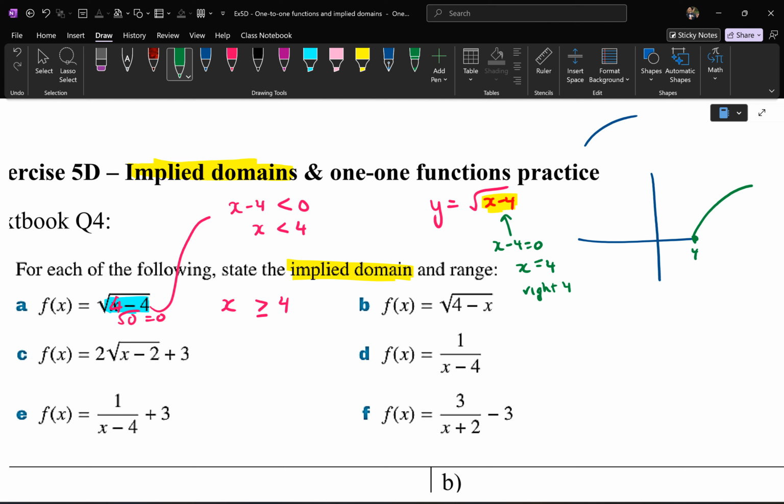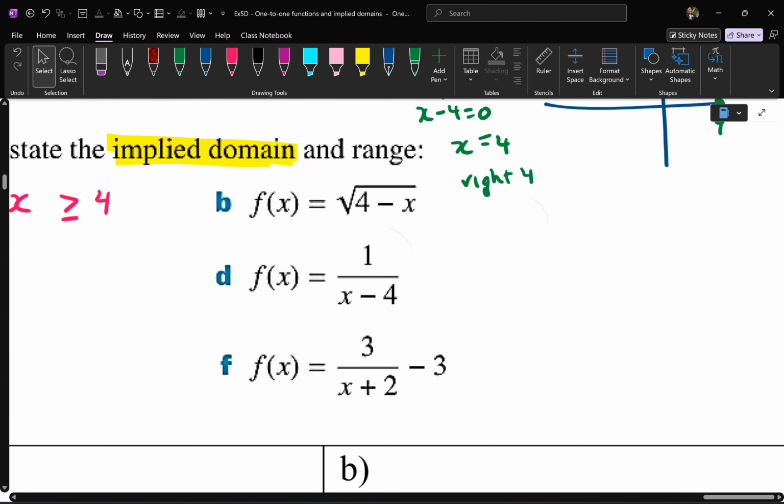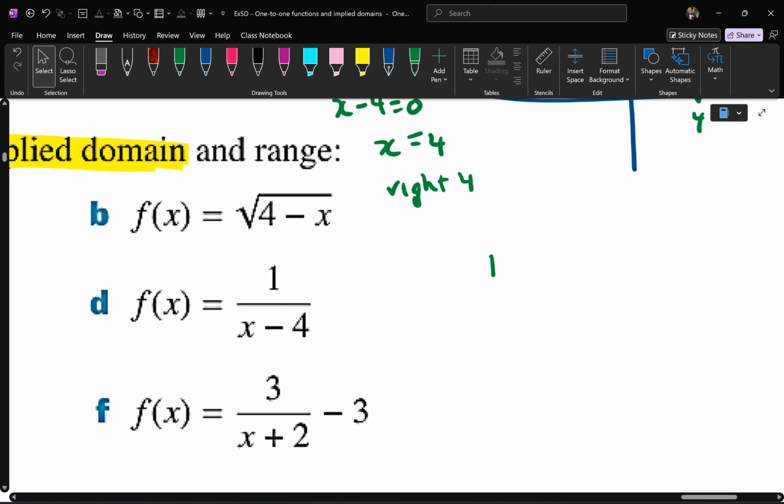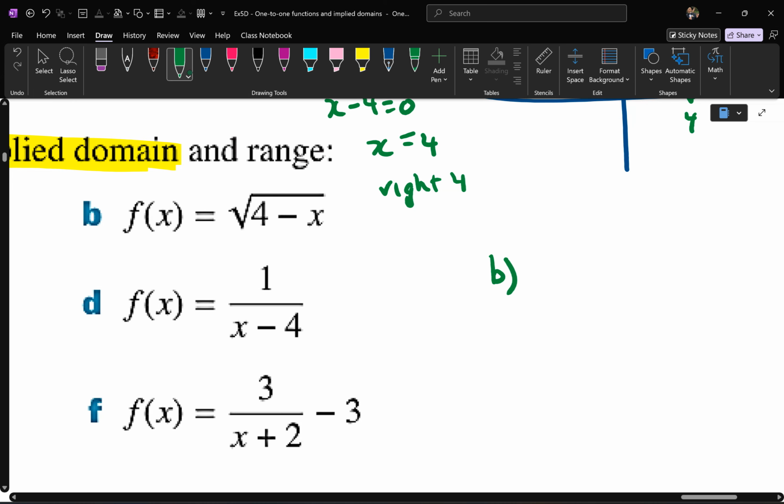And then we said it has to be equal to 4. So right at 4 onwards, it will work. Anything less than 4 won't work. That's what we tested algebraically. This is graphical. So for chapter 4, if you can picture them, you can figure out the domain. This one, B. See if you can picture B.